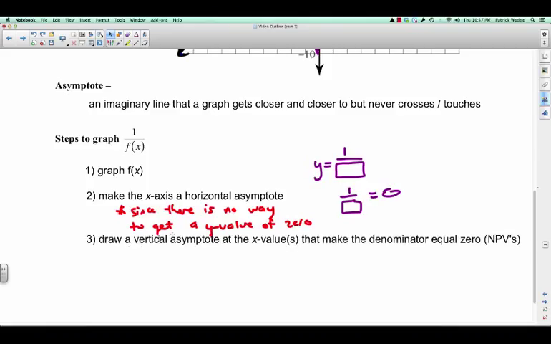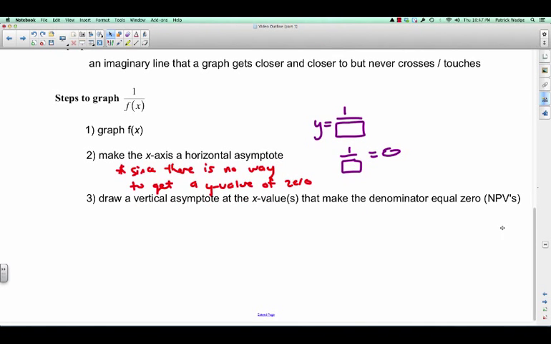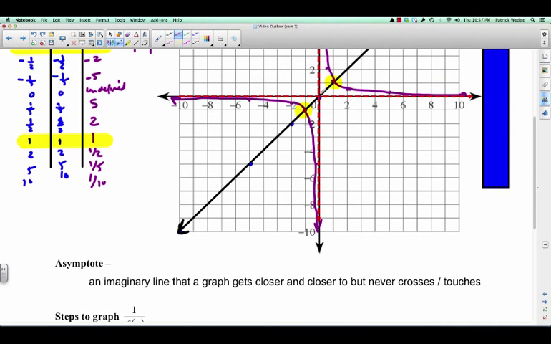Okay, step 3, draw a vertical asymptote at the x value, or values, it could be more than one, that makes the denominator equal to 0. In other words, you're going to look for the MPVs. There are actually 2 ways you could do this. We were working with y equals 1 over x. So one way you could figure out where the vertical asymptote is, ask yourself, what's the MPV in this case? Well, the MPV is x cannot equal 0, because then you'd have 1 divided by 0. So that's why, in this case, you have the asymptote right here where the x value is 0.